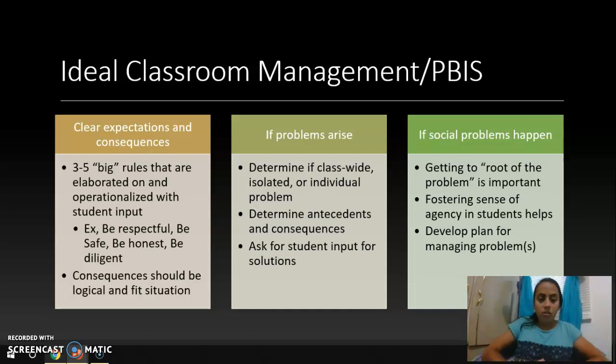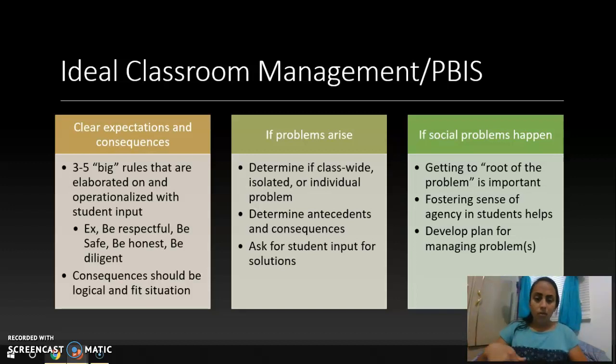And consequences should be logical and fit the situation. So, for example, if a student made a mess in the room, the logical consequence would be them helping clean up the mess, not some other consequence like getting a timeout or something like that. In other words, the punishments should fit the crime.